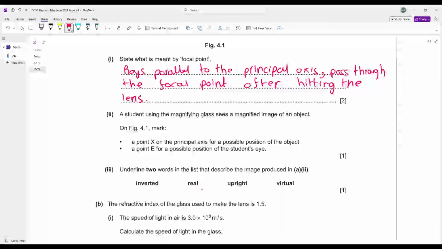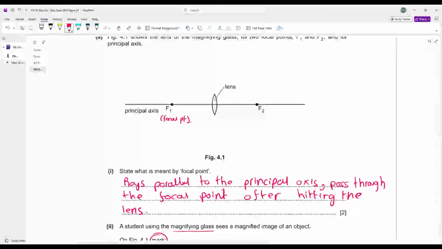A student uses a magnifying glass, sees a magnified image of the object. On figure 4.1, mark a point X on the principal axis for a possible position of the object. Whenever you are using a magnifying glass, object की क्या position हो जाती है? Between the lens and the focal point. So you can mark it here. मैग्नीफाइंग ग्लास के लिए आपकी ऑब्जेक्ट की पोजीशन क्या होती है? बिटवीन द फोकल पॉइंट एंड द लेंस.